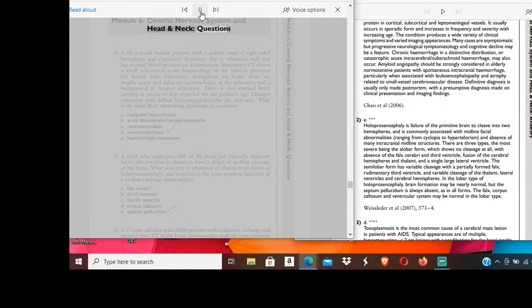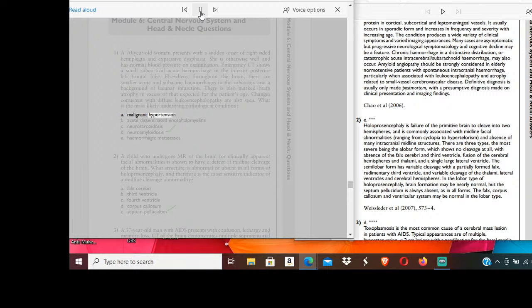Questions. 1. A 70-year-old woman presents with a sudden onset of right-sided hemiplegia and expressive dysphagia. She is otherwise well and has normal blood pressure on examination. Emergency CT shows a small subcortical acute hemorrhage in the inferior posterior left frontal lobe. Elsewhere, throughout the brain, there are smaller acute and subacute hemorrhages in the subcortex and a background of lacunar infarction. There is also marked brain atrophy in excess of that expected for the patient's age. Changes consistent with diffuse leukoencephalopathy are also seen. What is the most likely underlying pathological condition?